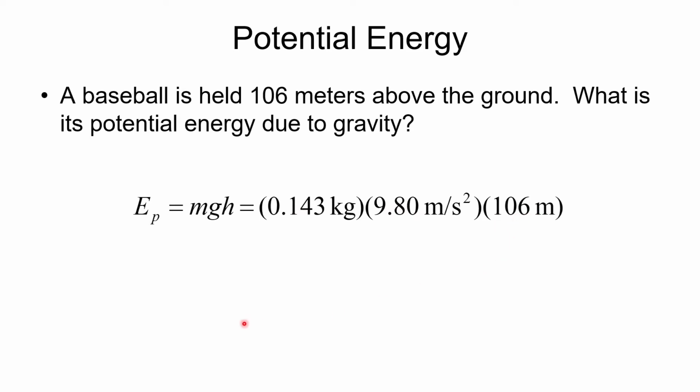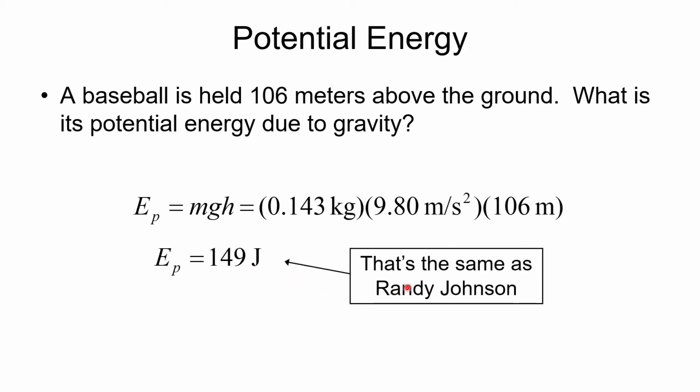And the number that we come up with is 149 joules, which is no coincidence. That is the same amount of energy as the Randy Johnson fastball. I picked the number on purpose so that it would give us the same amount. So if you wanted to exert as much energy on a baseball, but don't have the abilities that Randy Johnson had when he was a pitching great, then you could instead go up 106 meters above the ground, which would be about the 35th floor of a building, and you could drop the ball. And the potential energy would eventually be converted into kinetic energy.